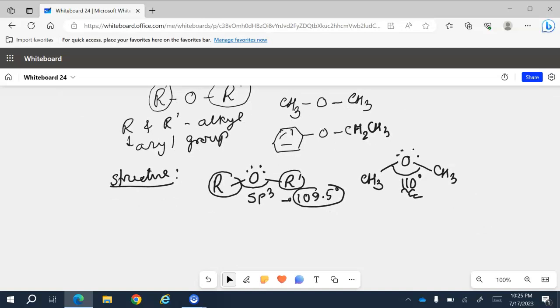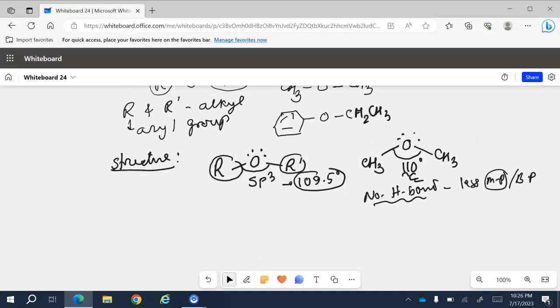Now, since the oxygen here is connected to two carbon-containing groups, this oxygen is not capable of forming hydrogen bonds. Because of the lack of hydrogen bonding, they usually possess a lower melting point, or let's say a lower boiling point. Melting point and boiling point will be less.